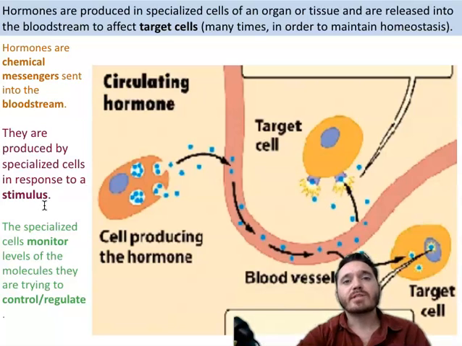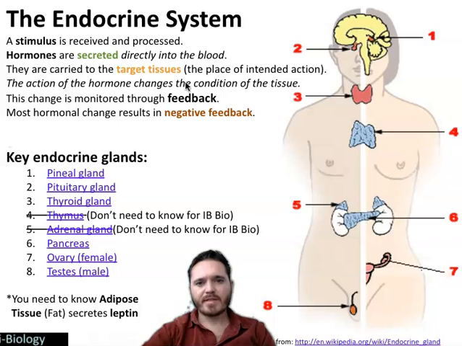Okay, they are produced by those specialized cells in response to some kind of stimulus. So there's a stimulus that's causing that to happen, and generally the stimulus would be something that we're trying to inhibit or regulate. The specialized cells are monitoring those levels of molecules that they're trying to control or regulate, as I was saying before. And then the target cells over here, again, are those cells that we're trying to target with the hormones, in order to regulate those initial molecules that were being monitored by this specialized cell that produces the hormones.